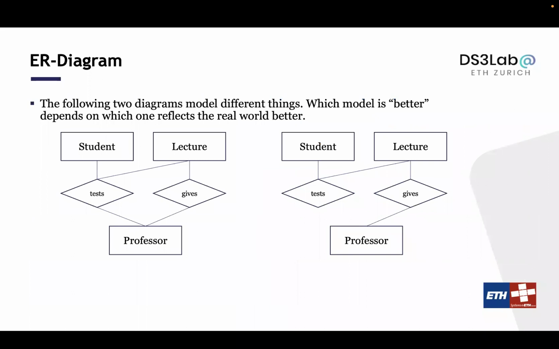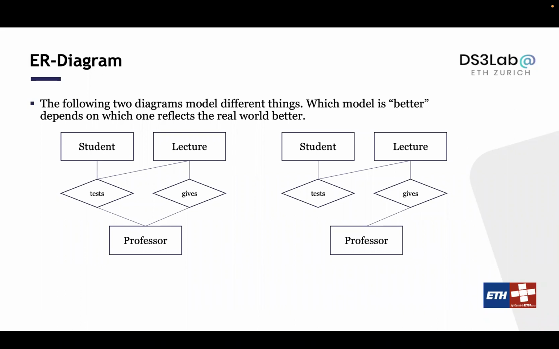There are many cases in entity relationship diagrams that could become a little bit tricky. Now let's look at these 2 different diagrams. On the left-hand side, I have one relationship test connecting 3 different entity sets: student, lecture, and professor, and I have another relationship gives connecting lecture and professor. And look at the diagram on the right-hand side. The only difference is that my test relationship does not connect professor anymore. It only connects student and lecture. What are the differences between these 2 different models? Which one is a good model? Which one is better?